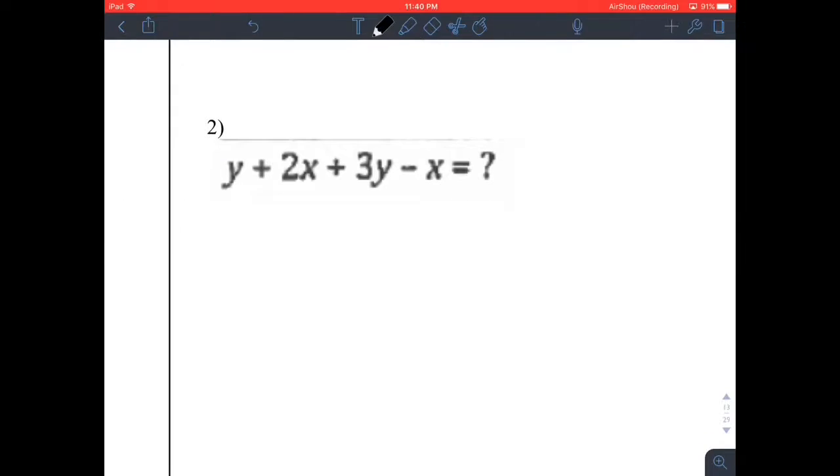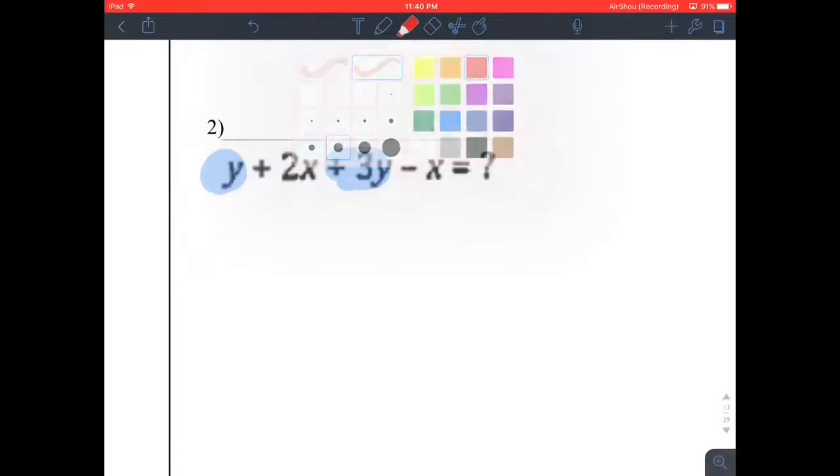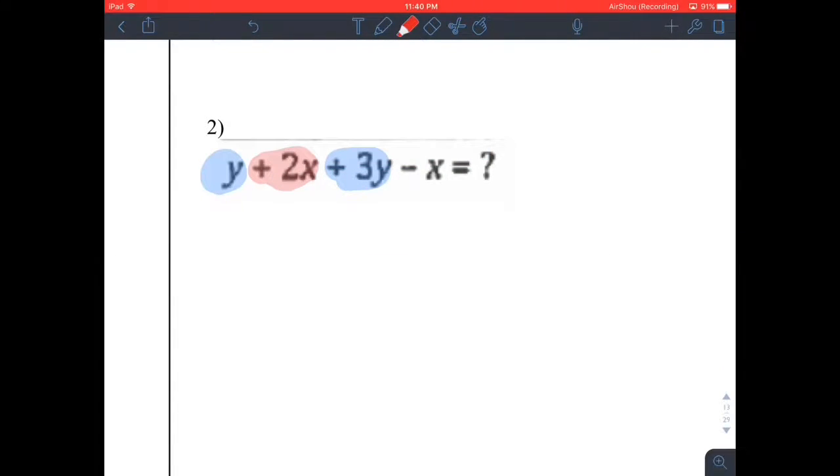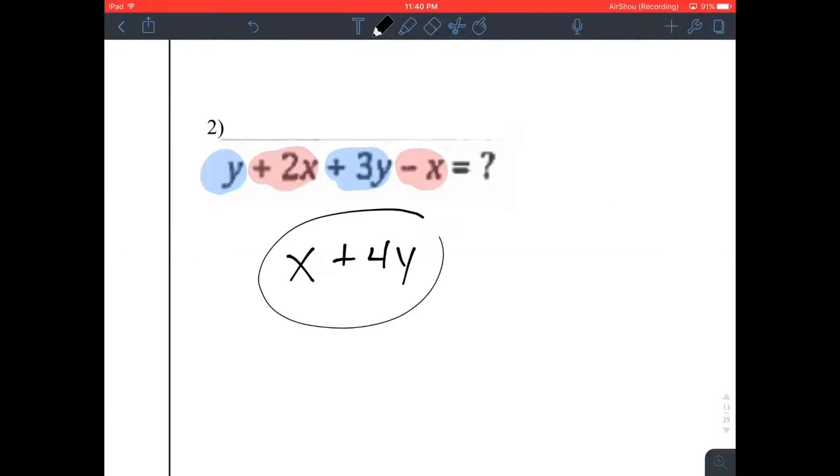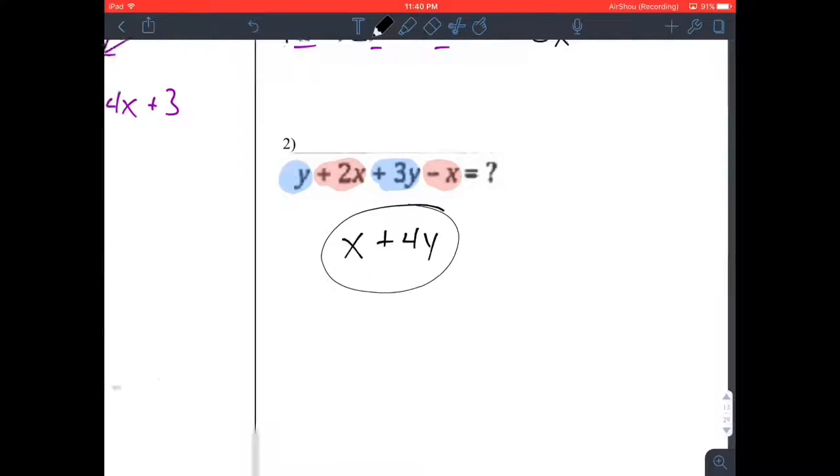Next example, like terms. y plus 3y are like terms, same variable, same exponent. Plus 2x and a minus x are like terms. So 2x minus x is x, y plus 3y is 4y, so that's what that simplifies to.